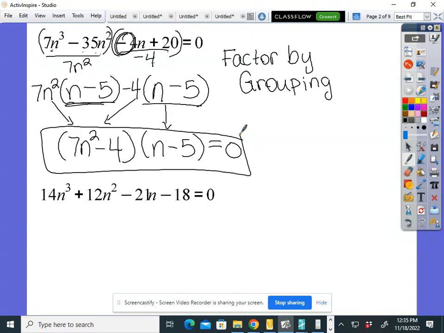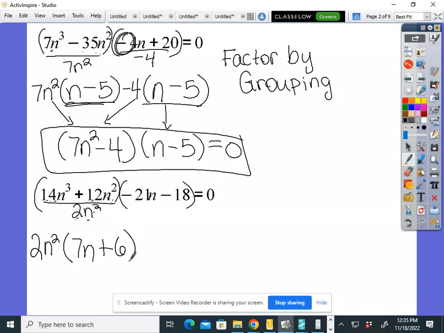Okay, for the next one. Same thing, there's 4 terms, so we factor by grouping. We put our parentheses. Greatest common factor of 14 and 12 is 2. And they both have at least an n squared. So you're going to divide everything by 2n squared. 14n cubed divided by 2n squared is 7n. 12n squared divided by 2n squared is just 6.